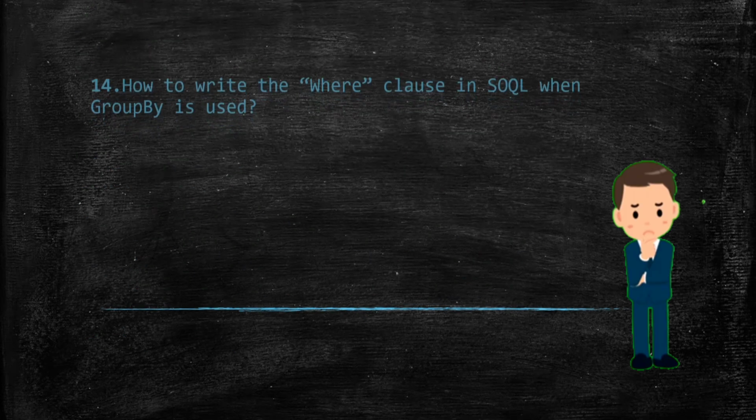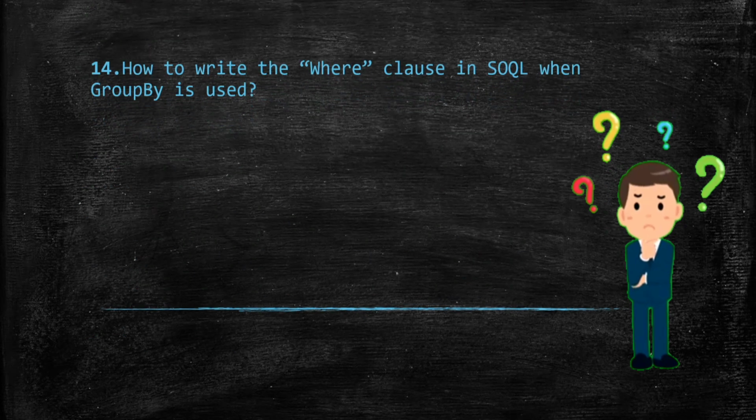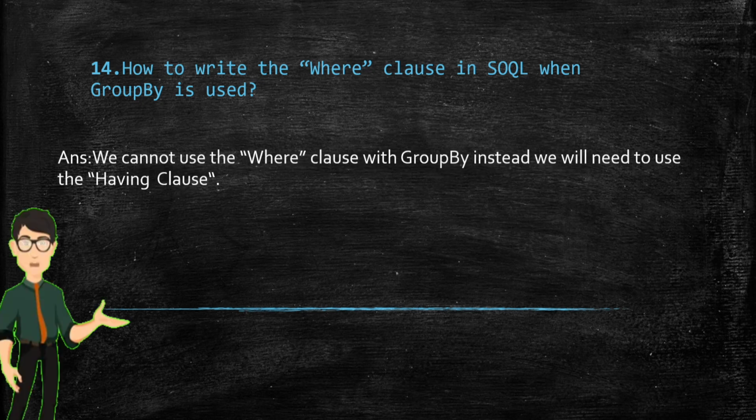Question number 14 is how to write where clauses in SOQL when group by is used. Firstly, we can't use a where clause with group by. Instead, we need to use the having clause. This is one of the most important questions asked by recruiters: how to write the where clauses in SOQL when group by is used.